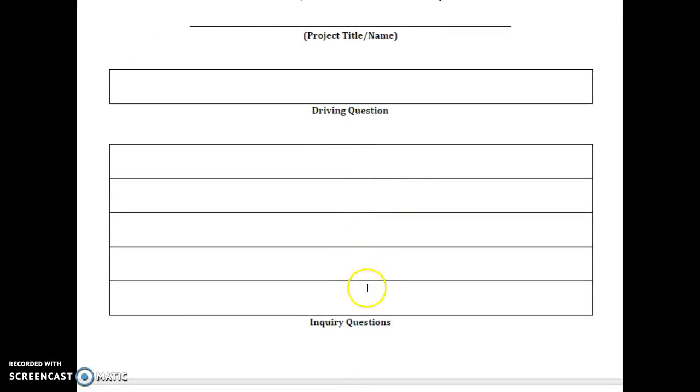Just because I have 5 spaces does not mean that I'm only going to ask 5 questions my entire research process. I could ask 20 questions, I could ask 30 questions, but these are the 5 questions that are going to really jumpstart my research, and that's what I'm going to do.